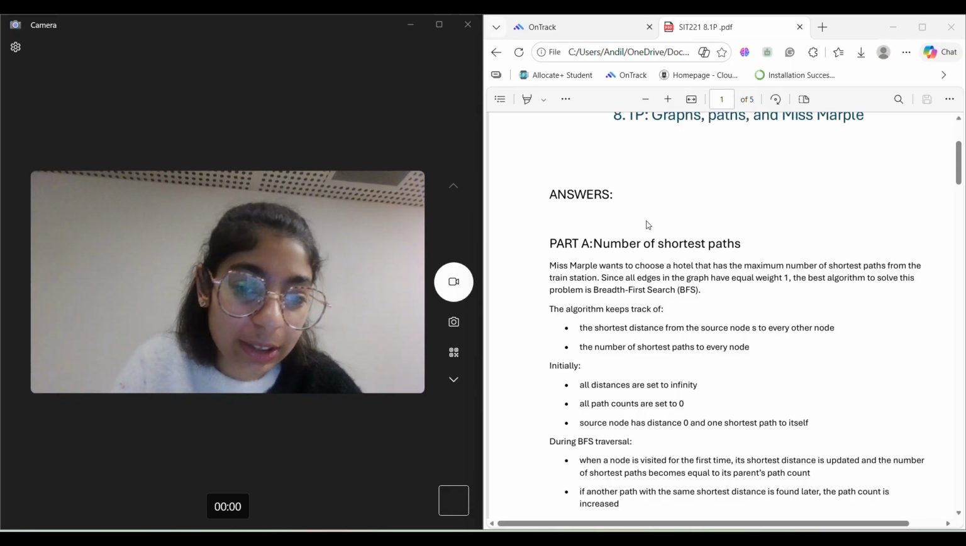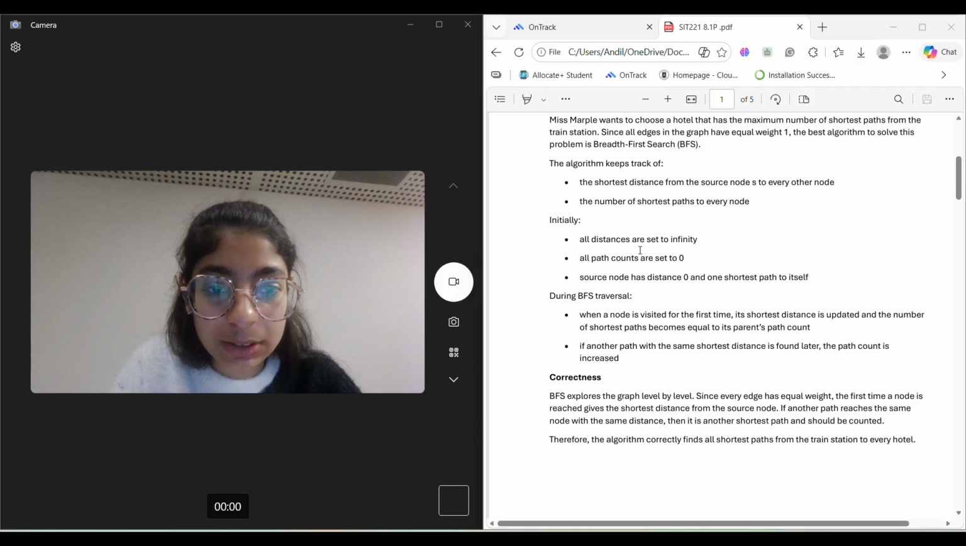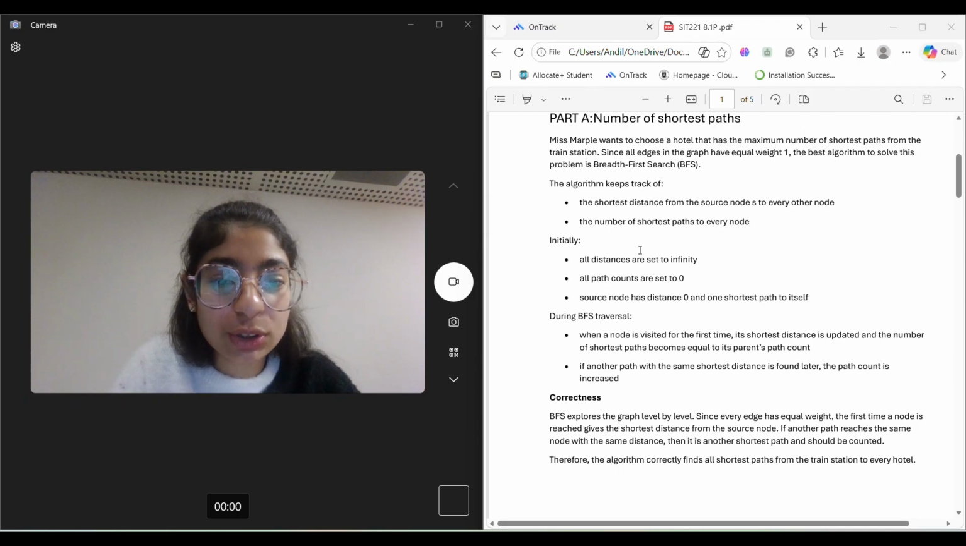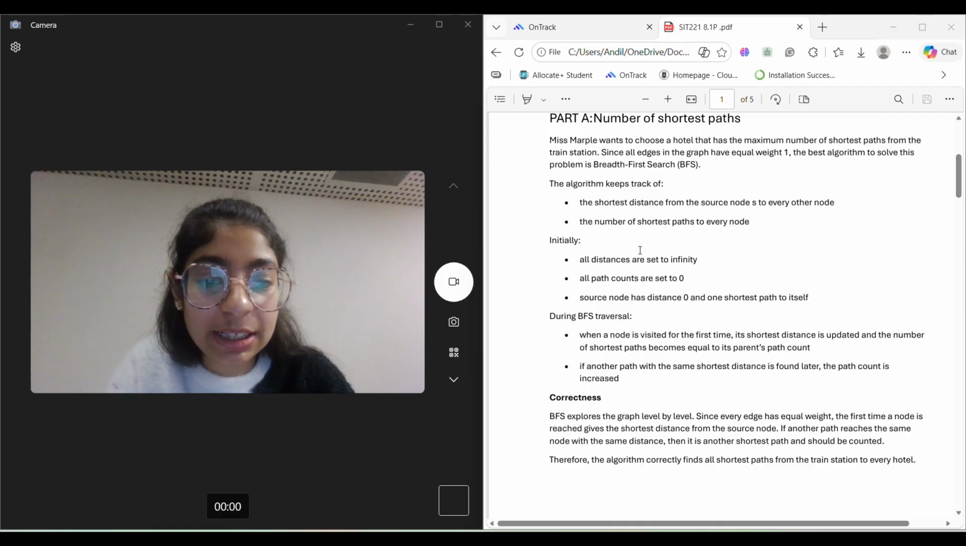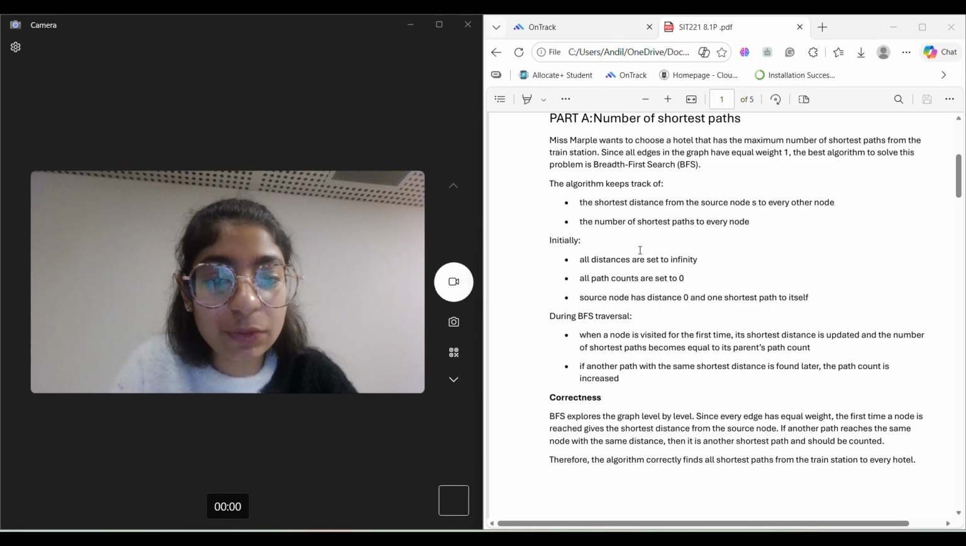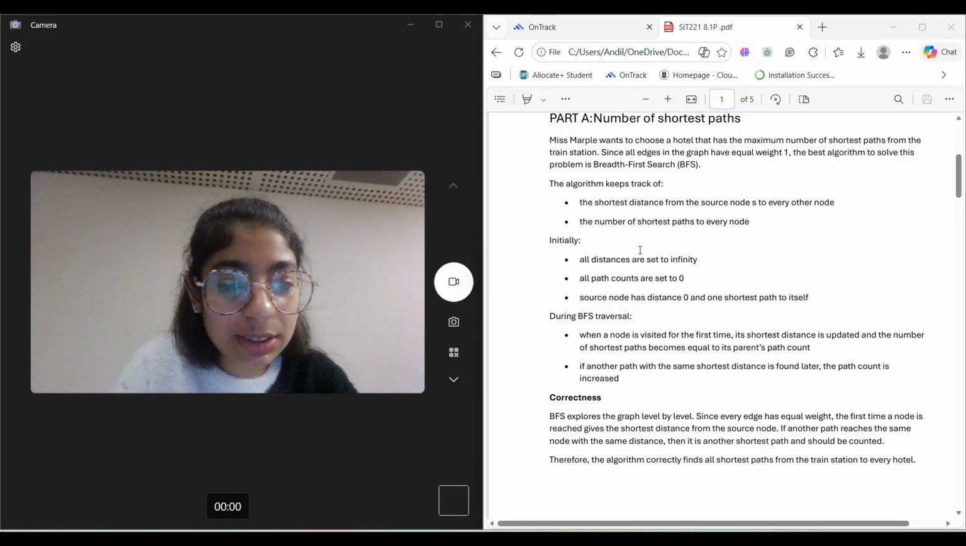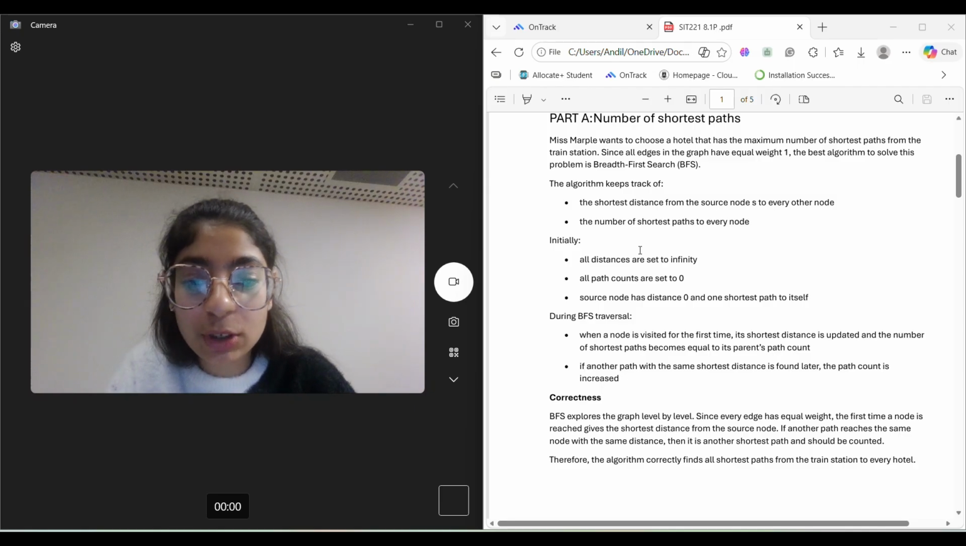So in part 1, Miss Maple wants to choose a hotel that has a maximum number of shortest paths from the train station. Since every edge in the graph has the same weight of 1, the most suitable algorithm is breadth first search, or BFS. The algorithm keeps two pieces of information for each node: the shortest distance from the source node and the number of shortest paths leading to that node.